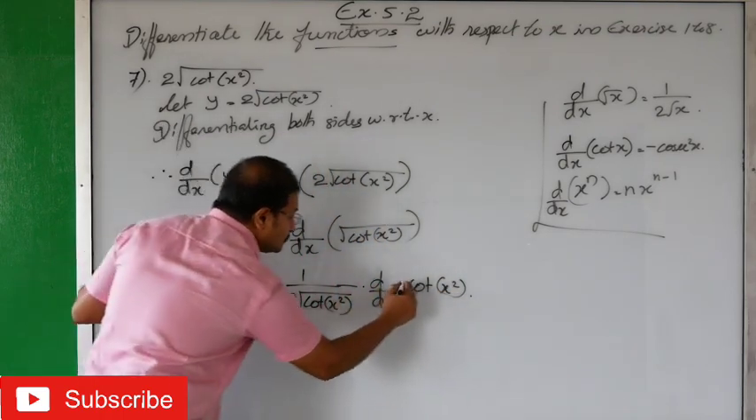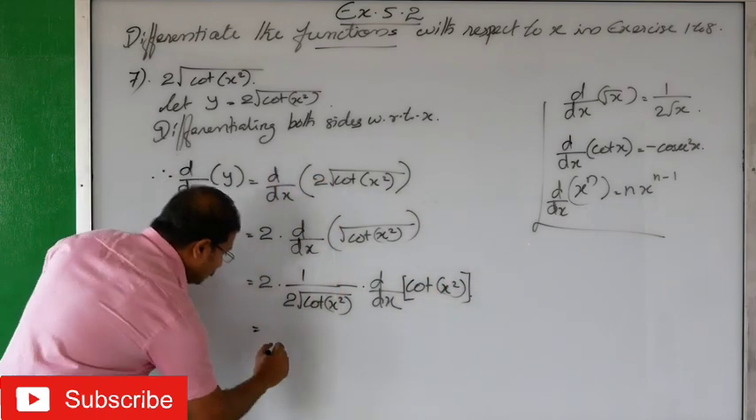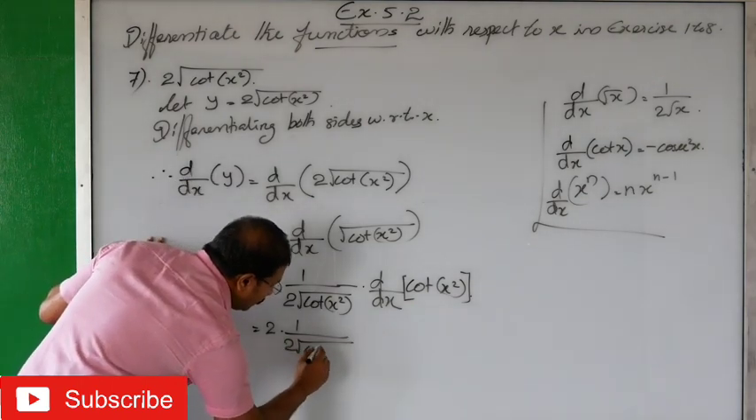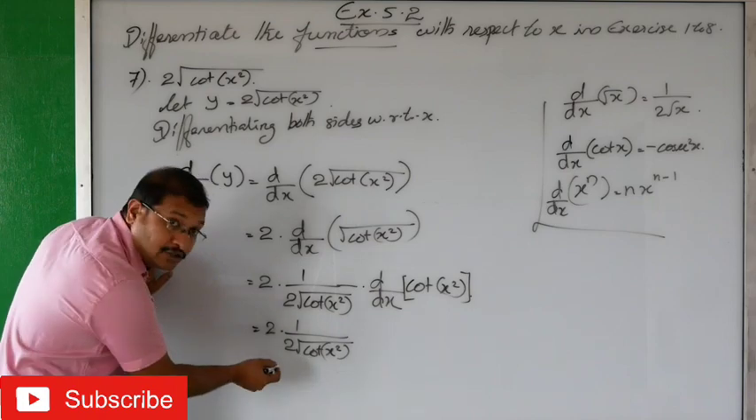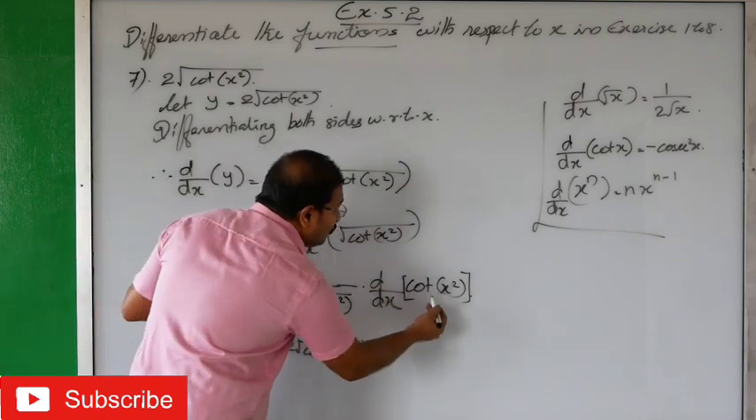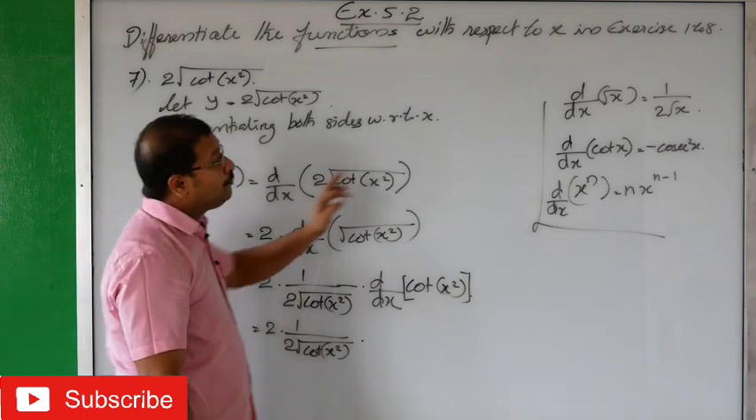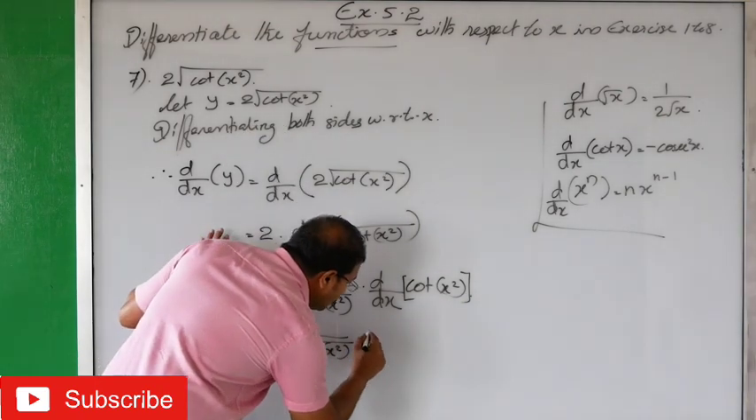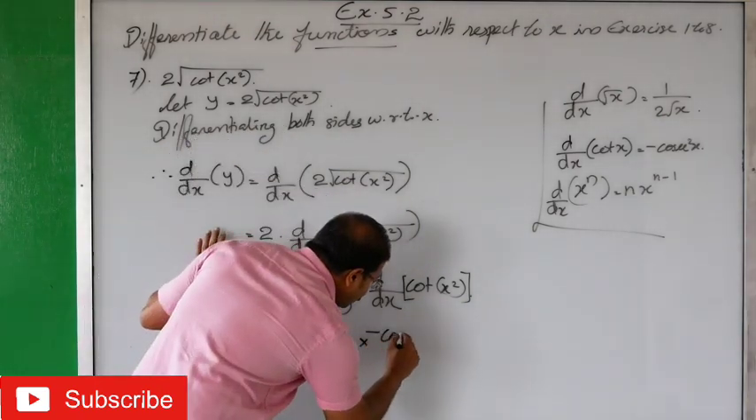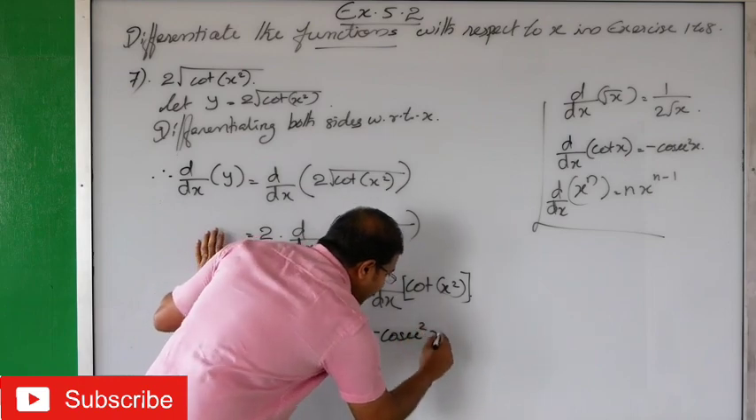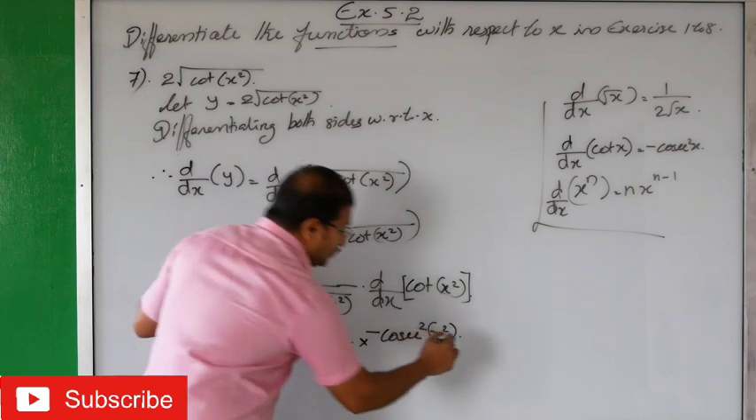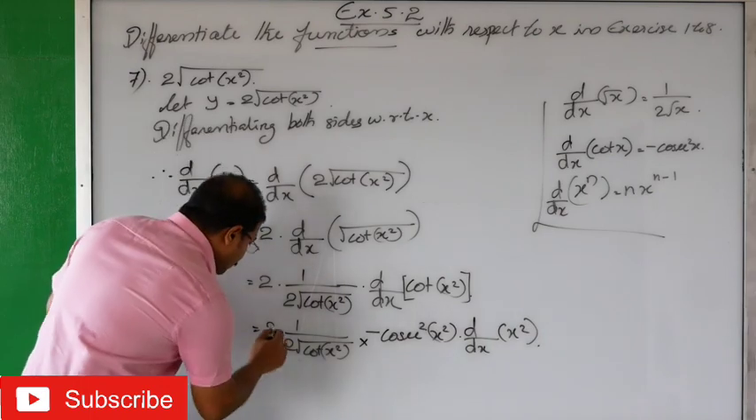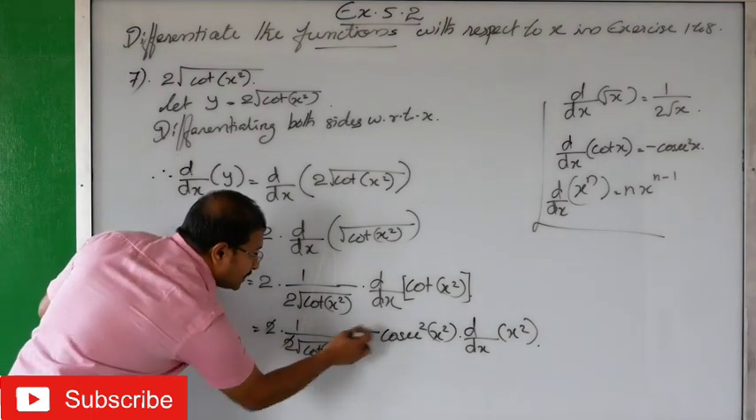This will be separate. 2 into 1 by 2 root of cot x square. If you want, you can cancel this 2 into the derivative of cot x square. The derivative of cot x equals minus cosec square x. That means what you will do here? Into minus cosec square x, means x square into the derivative of x square. This x square will take the derivative. 2 will cancel. Balance minus will take outside.